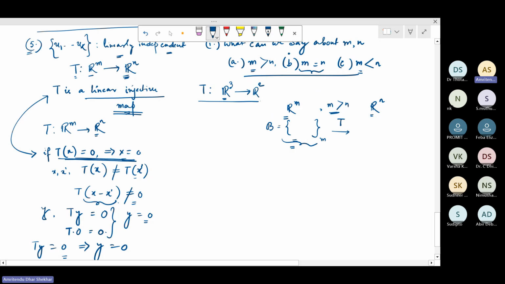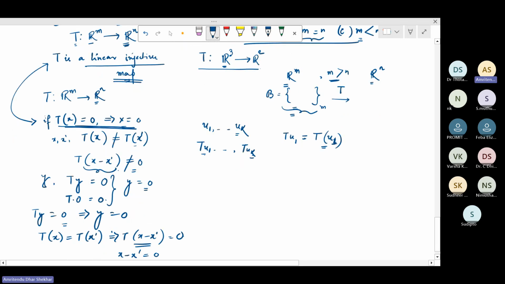Now, let's say you are given a collection of linearly independent vectors. Let's say U1 to UK is a collection of linearly independent vectors. Then what can we say about TU1 up to TUK? When I write something like TU1, this is a shorthand notation for writing T of U1. We often omit this bracket and just write it as T of U. Okay, so is this going to be linearly dependent or linearly independent?